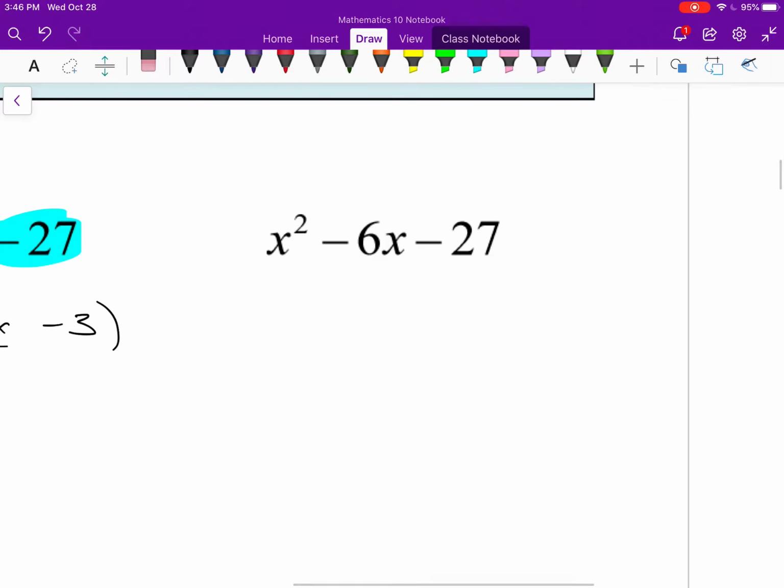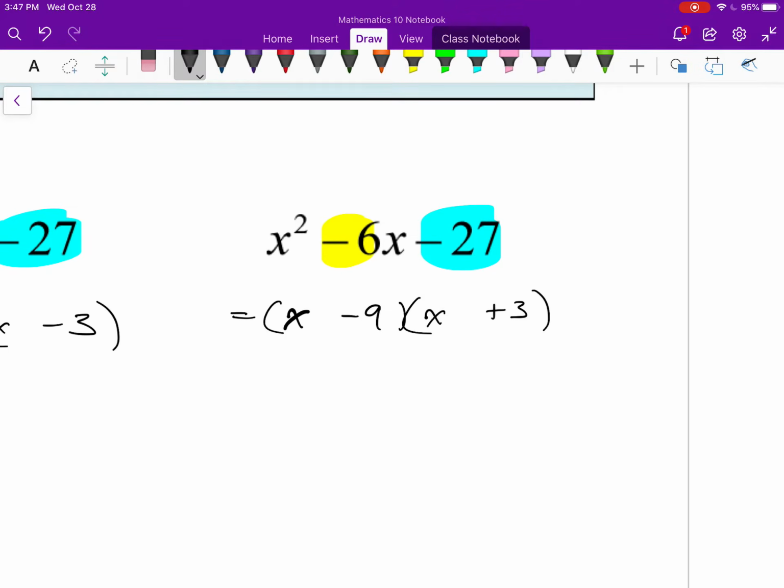So here, similar again. I have, again, x squared minus 6x minus 27. I need to think of two numbers that multiply to negative 27, but add to negative 6. So almost the exact same thing as last time. Just this time, it's going to be minus 9 and positive 3. Because notice negative 9 plus 3 is negative 6. Negative 9 times 3 is negative 27. And so it's going to be x minus 9 and x plus 3.